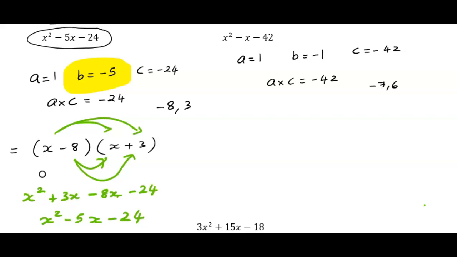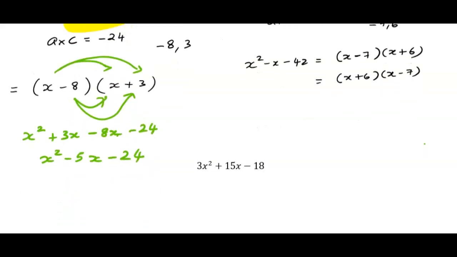So that means the expression x squared minus x minus 42 now factorizes as x take away 7 and x plus 6. The order in which you put these brackets is not important, so you can even rewrite the answer as x plus 6 times x minus 7. The order is not important as long as the numbers multiply to give us negative 42 and add to give us a negative 1. We've achieved what we need to achieve in this question. Here's a third example.